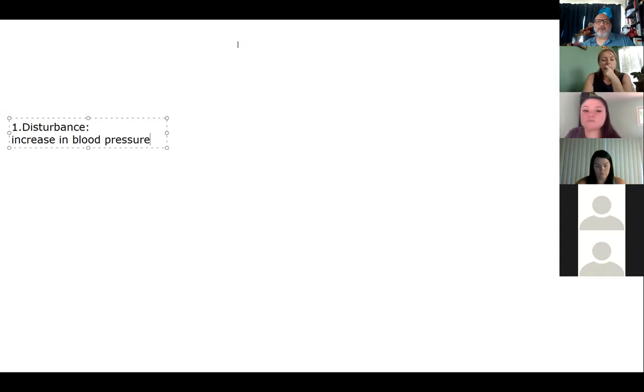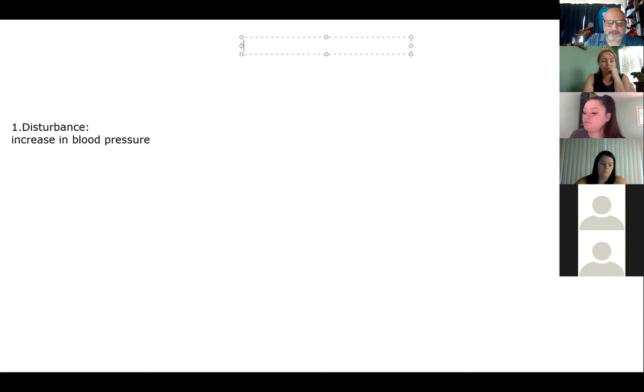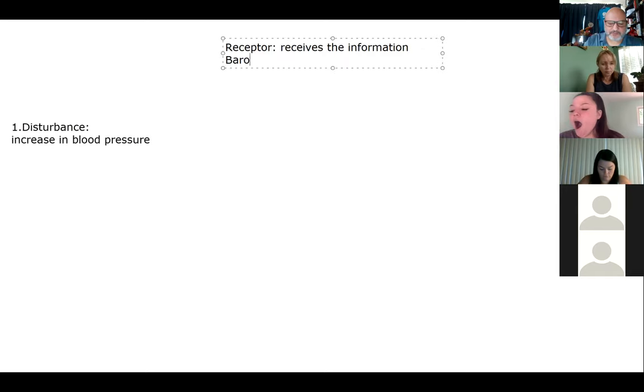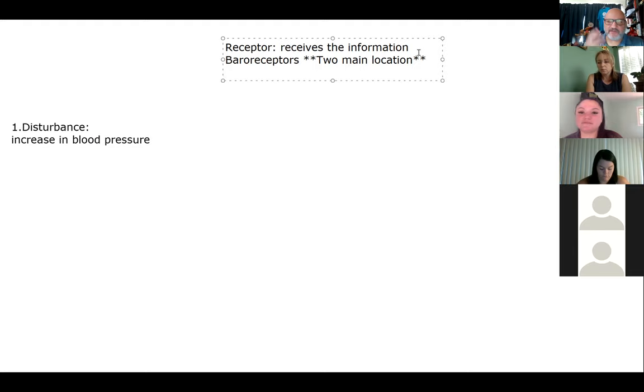Of course, if we are going to be able to respond to that, we must have some type of receptor. And that receptor is able to perceive the information. And as we just mentioned, the receptor in this case is going to be the baroreceptor. Whoops, did I spell it right? Baroreceptors. Now, baroreceptors can be found throughout blood vessels in the body, but there are two main locations where these baroreceptors are going to be found. The first is a cluster of chemo and baroreceptors in the aortic arch, known as the aortic bodies. So these aortic bodies basically are located in the aortic arch.